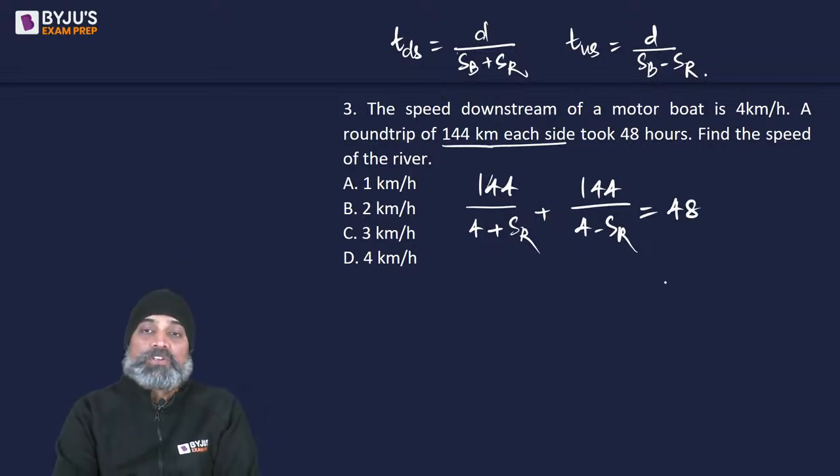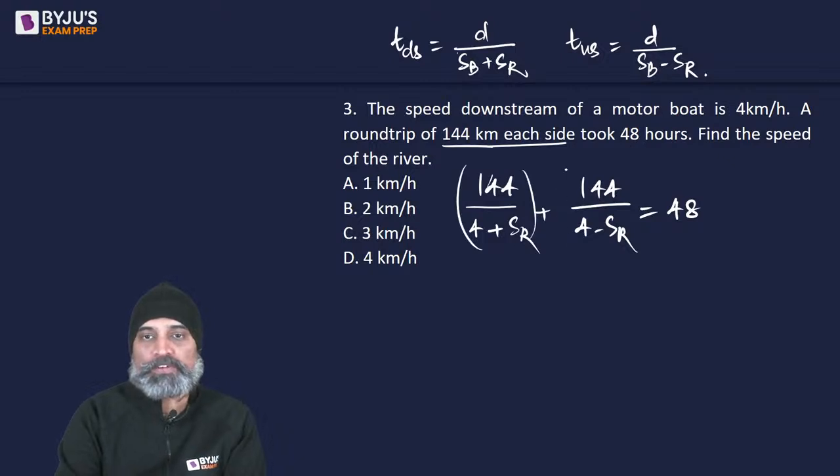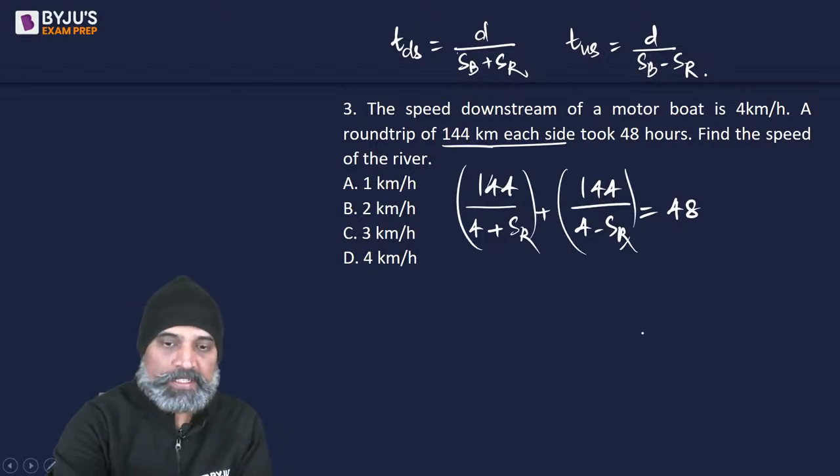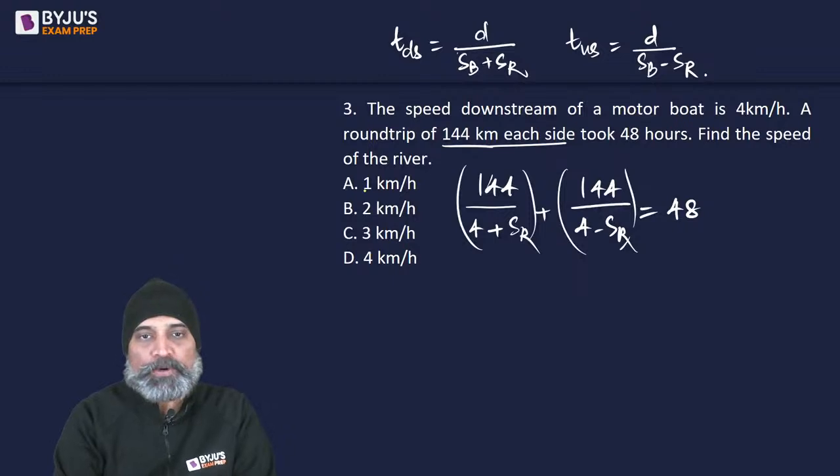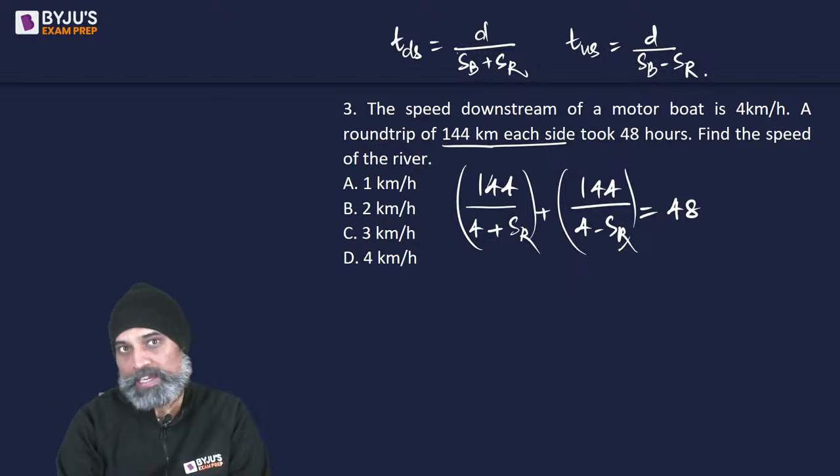So instead of solving this, we will be using options. If I put 1 here, this will result in 5. 144 by 5 is going to be a fraction, and 144 by 4 minus 1, which is 3, won't be a fraction.